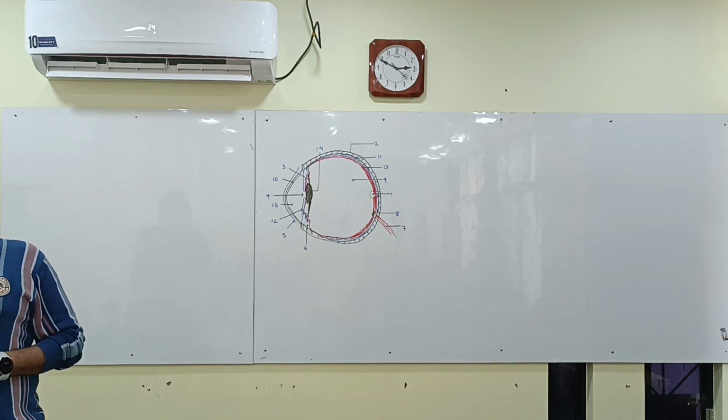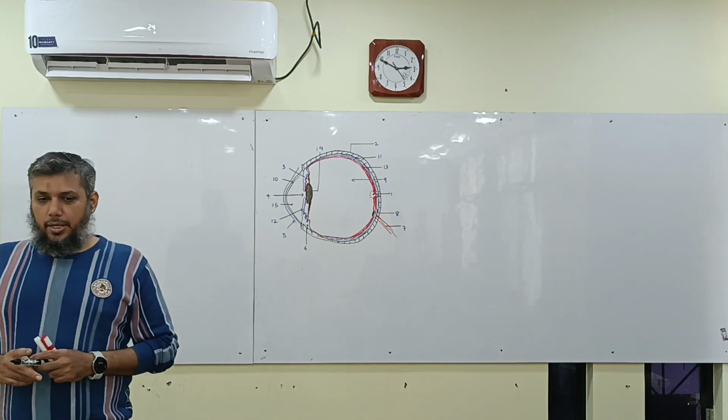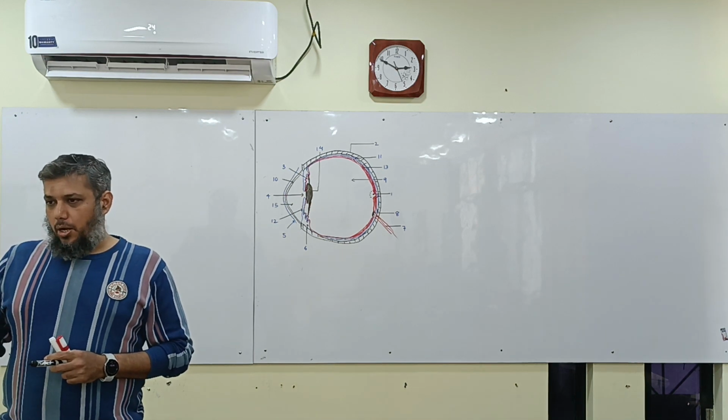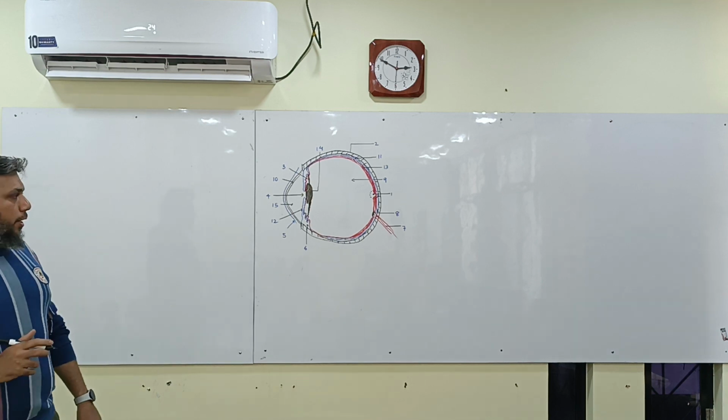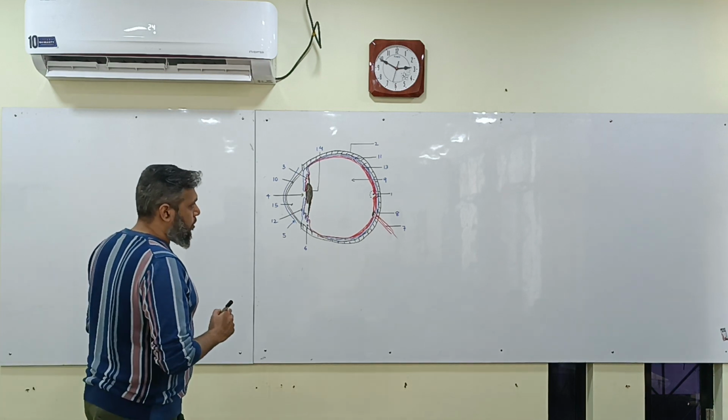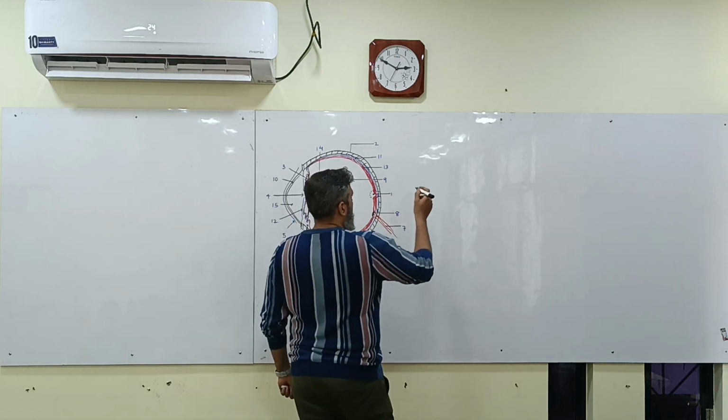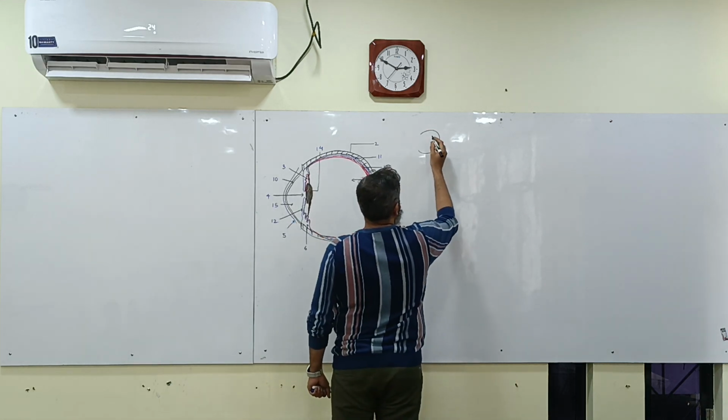How many eyes are there? Two. And how are they located inside? Sockets. In locomotion I told you, right? And it should show the presence of the eye orbit. You remember the eye orbit?